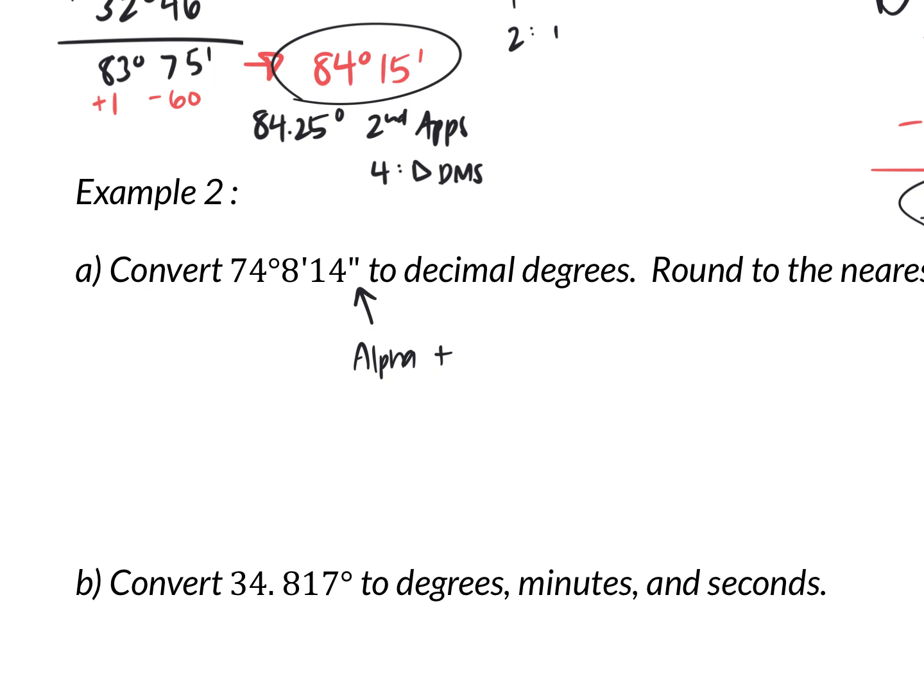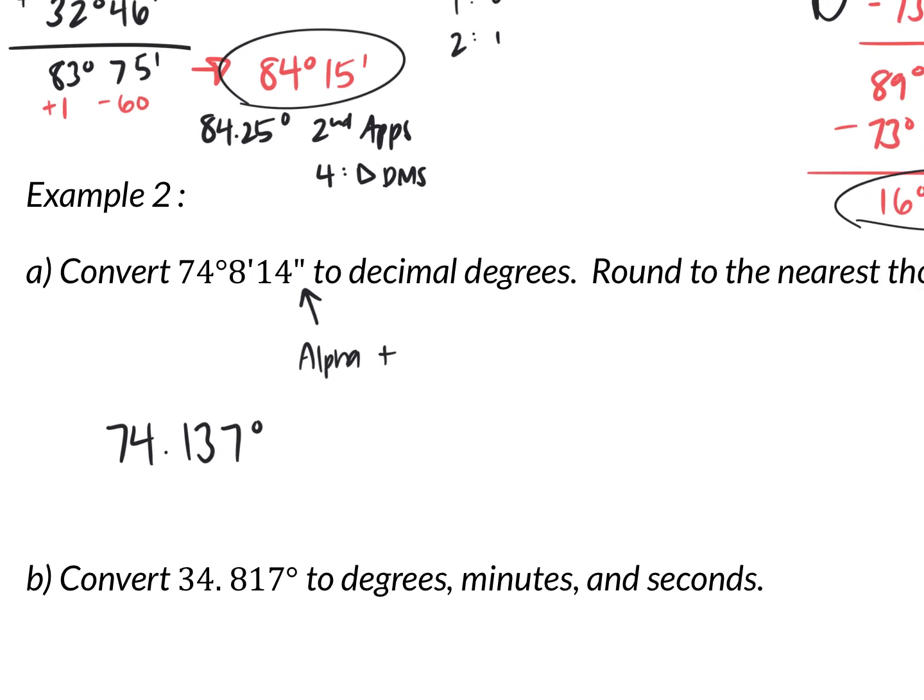Okay, so on your calculator, you can literally type this exact thing in, 74 degrees, 8 minutes, 14 seconds. And when you type this in, you should end up getting 74.137 approximately degrees, okay? Now, I am going to show you how to do it by hand really quick. Again, you can use your calculator though, so you don't really need to do it by hand, but I just want to show you where this stuff is coming from.